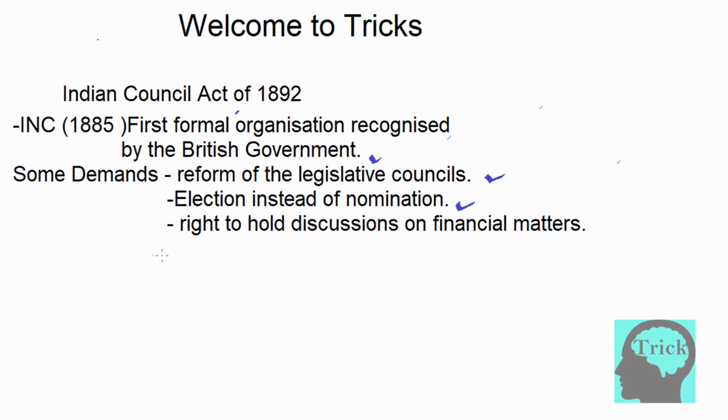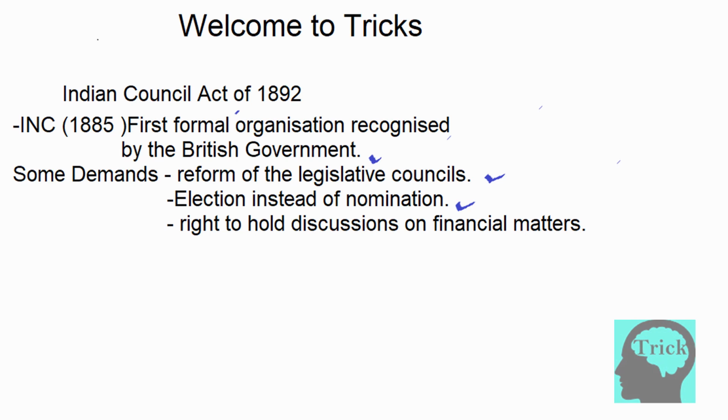So, keeping in view of these demands, the then Viceroy, Lord Dufferin, formed a committee to look into these demands. But the Secretary of State rejected these demands. However, it did agree to bring some reforms in the legislative councils, and the main objective was to prevent any further nationalist upsurge by involving more and more Indians in the British administration.